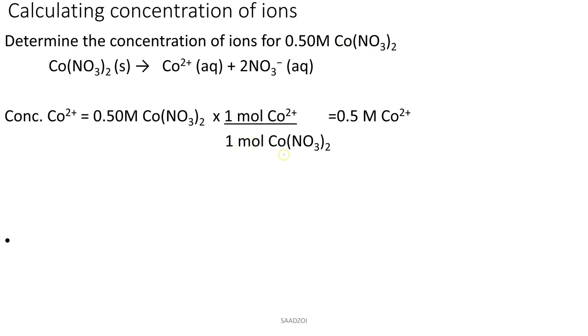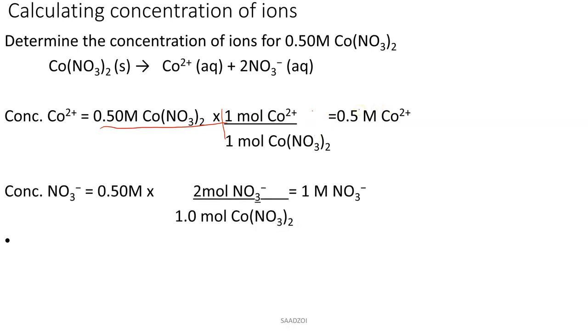So notice my little T chart again, a variation of it using multiplication. You could do either one, doesn't matter. So 0.5 multiplied by the ratio, you get 0.5 molar of cobalt. Do it for nitrate, you get the molarity of nitrate, which is 1 molar. So that's how you do concentration of ions. All you have to do is just take the ratio.